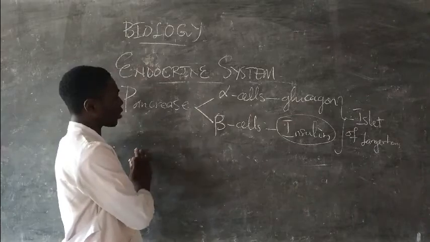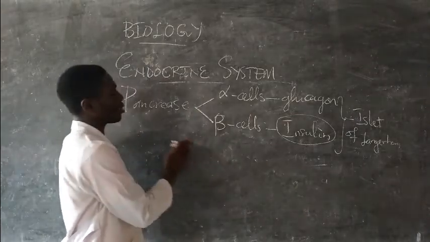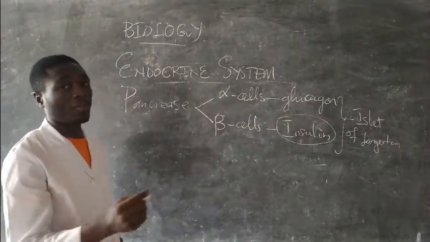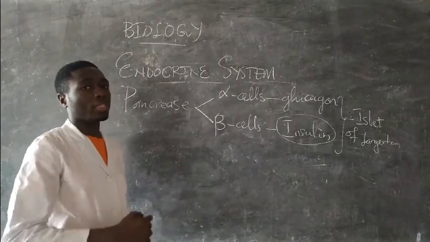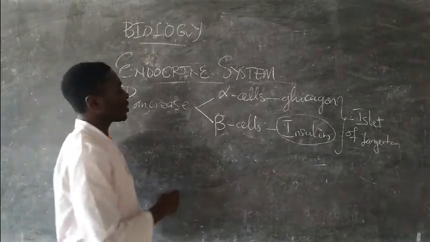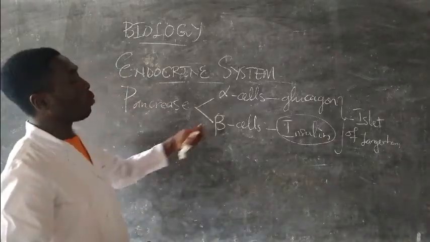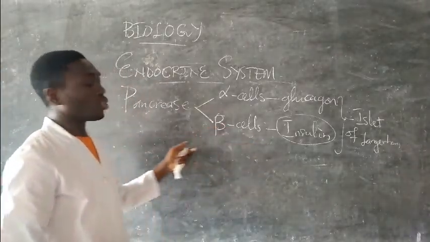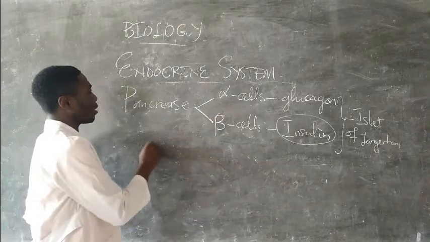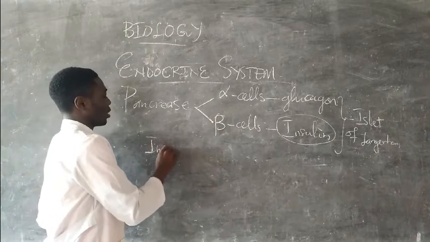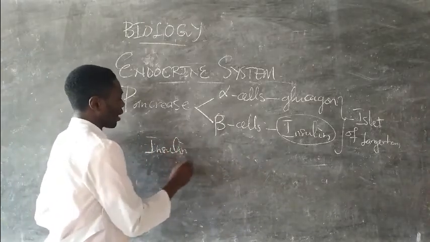specific channels of glucose on the cell membrane. Now when those specific channels of glucose open on the cell membrane, more glucose is going to be let into the cell. So what happens is that insulin binds to the cell.